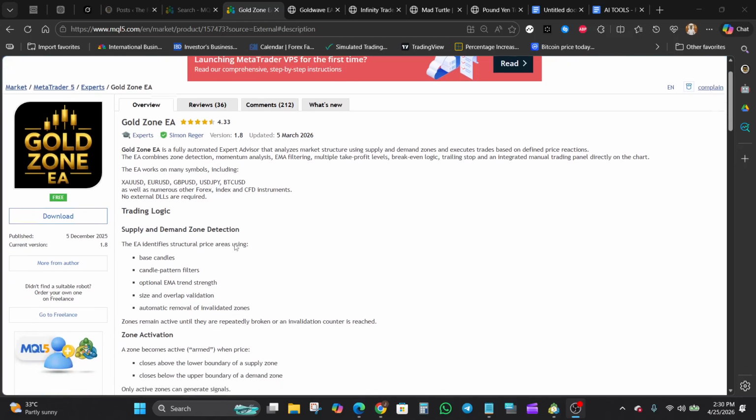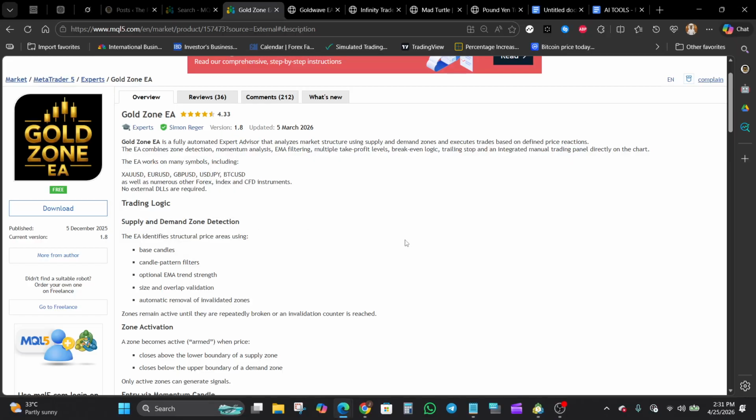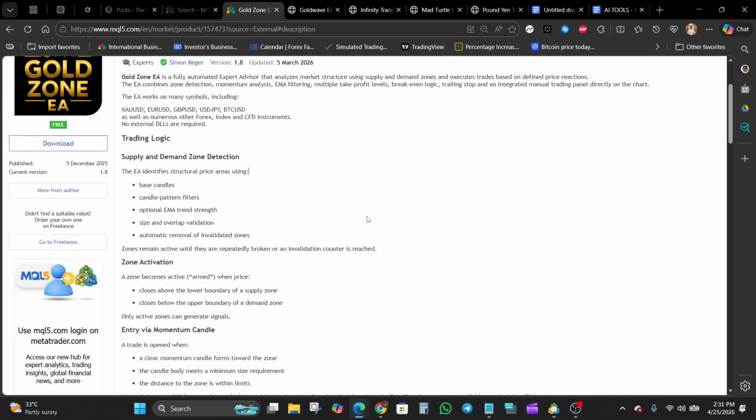The core idea behind this EA is supply and demand zones, all right? Essentially, areas where price has historically reacted, either reversing or consolidating before moving again. It supports multiple markets like XAU USD, Forex pairs, indices, and even cryptocurrency, which tells me the logic is flexible and not hard coded to a single instrument. Another thing I like here is that it doesn't require any external DLLs, right? So setup is straightforward and there is less risk from a security standpoint.